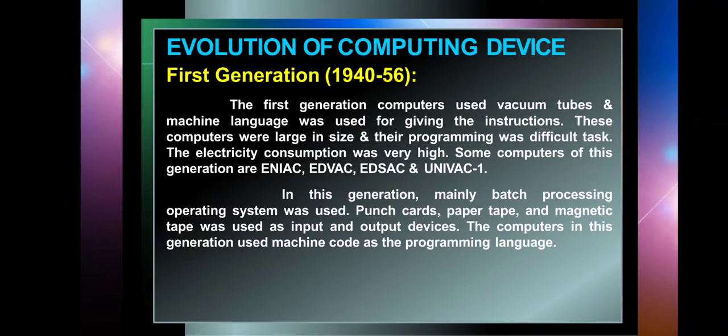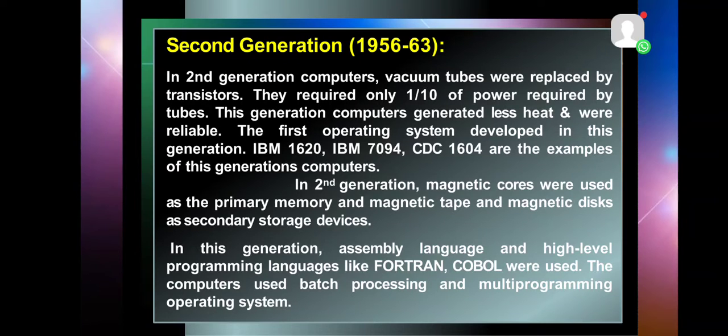These computers were very large in size, and their programming was a very difficult task. Electricity consumption was very high. Examples are ENIAC, EDVAC, EDSAC, UNIVAC. In this generation, mainly batch processing operating system was used. We had punch cards, paper tape, and magnetic tape, which were used as input and output devices. The computers in this generation used machine code as the programming language.